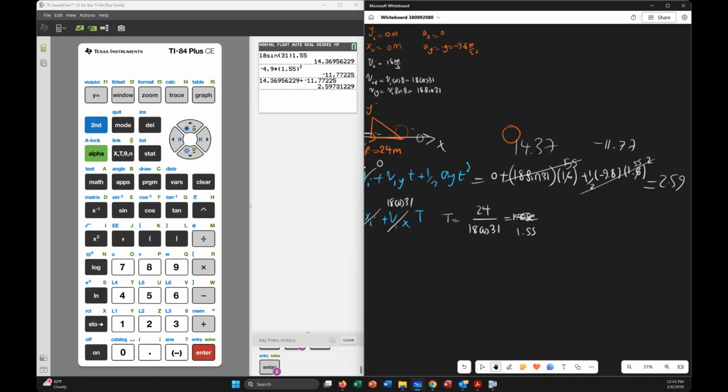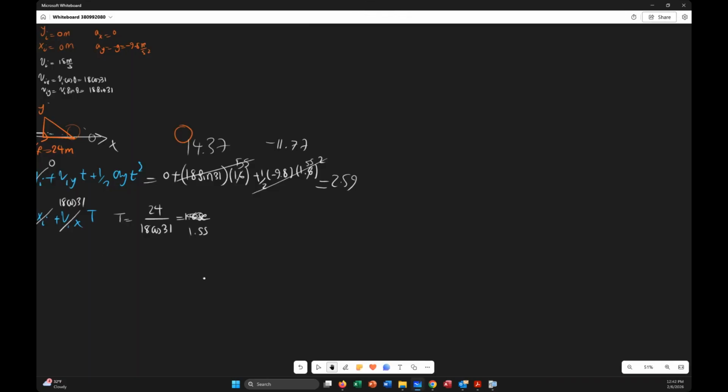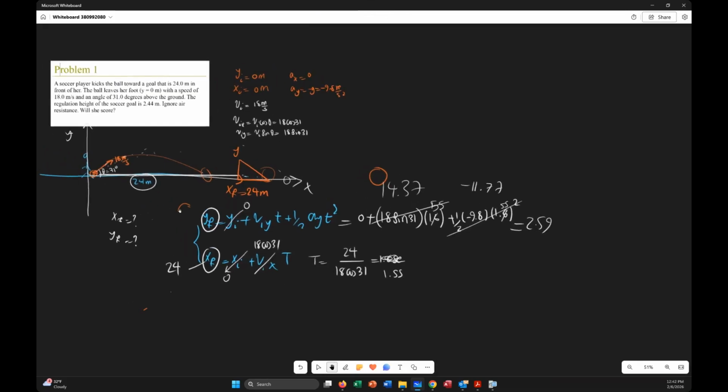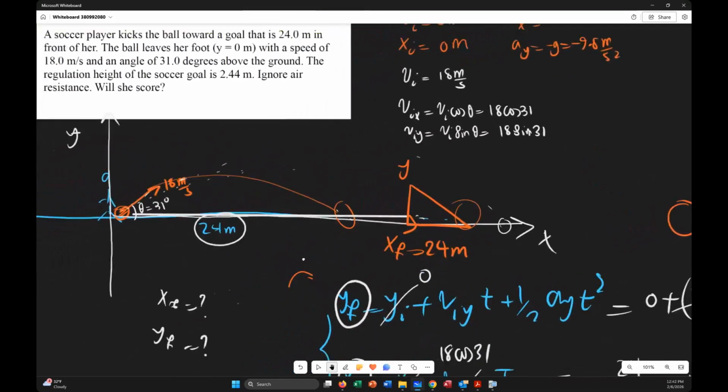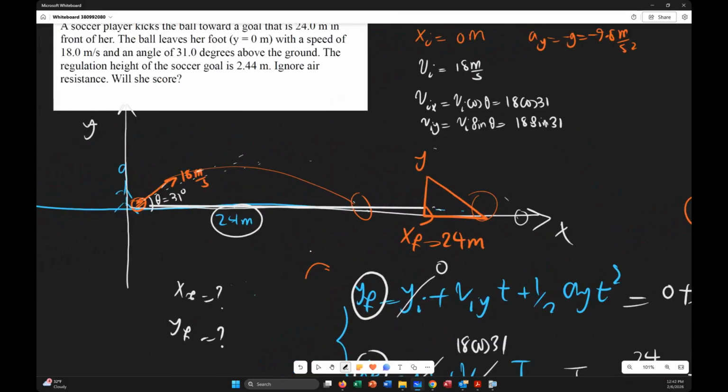Good? So what does it mean? What is the y location here? When the ball is at x, the y location is going to be above, because this is 2.44, yes? What we get for the y value is 2.59, yes? Definitely is too high, okay?